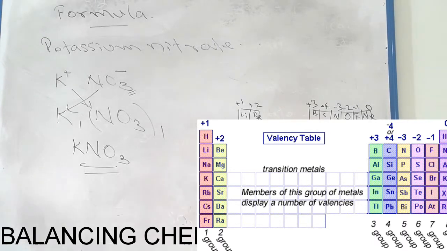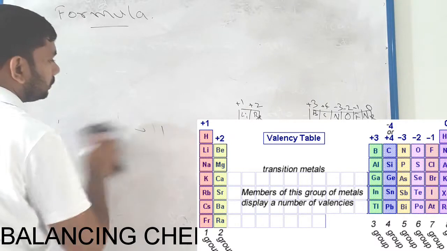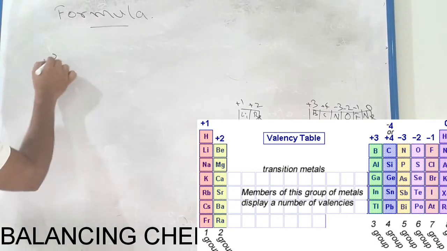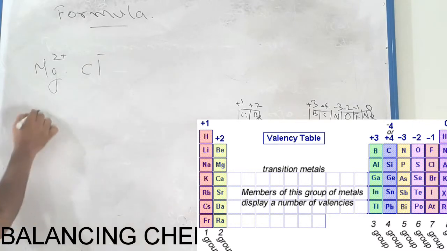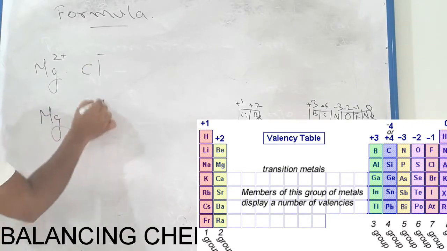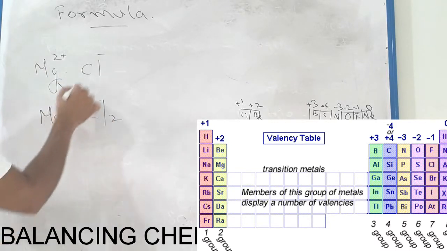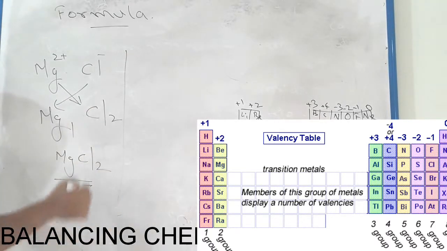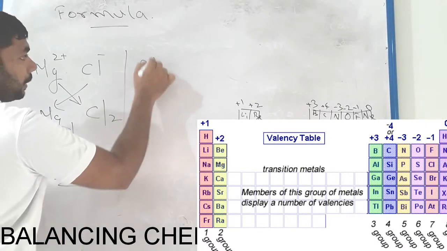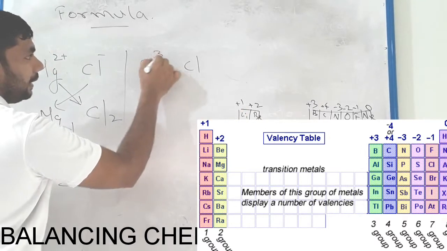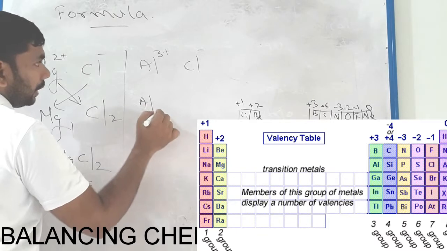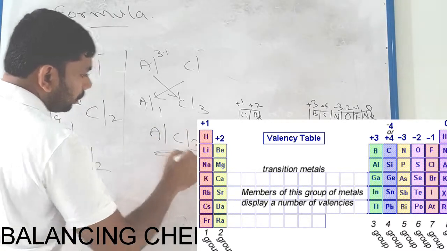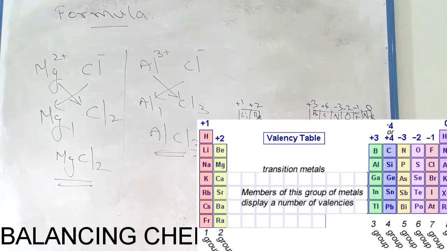Last one, magnesium chloride. Mg charge plus 2, chloride Cl charge minus 1. So MgCl, this 2 over here and 1 here. So the formula is MgCl2, magnesium chloride. Last one, aluminium chloride. Aluminium Al, chloride Cl, aluminium plus 3, chlorine minus 1. So AlCl, here it will be 3, here it is 1. AlCl3, aluminium chloride. Magnesium chloride, MgCl2. Clear?